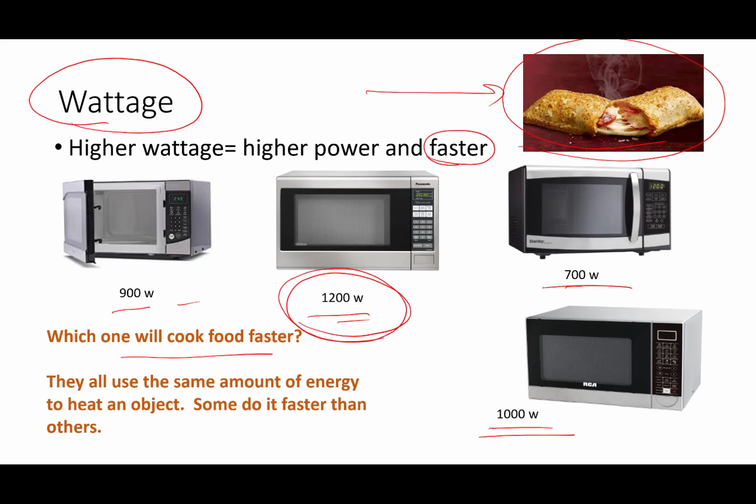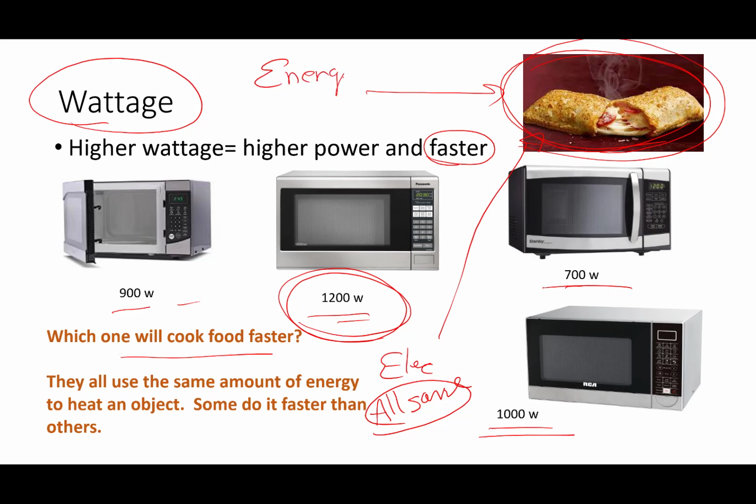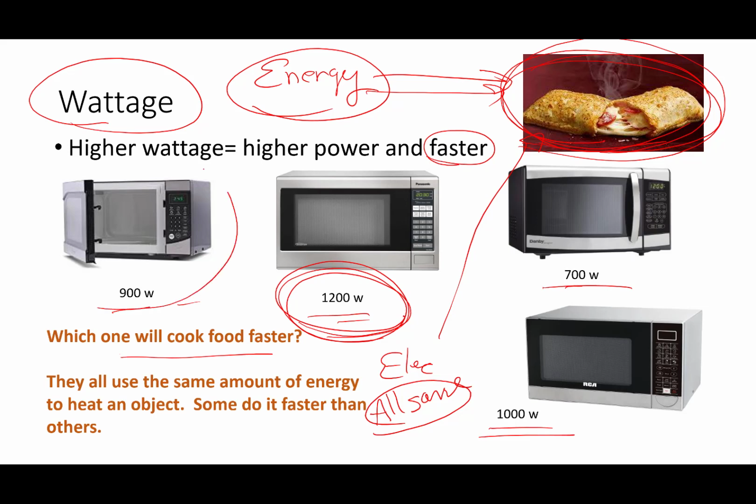Okay. Which one is going to use the most amount of electricity to get this to the same level of doneness? Here's a kind of a trick question. They're all going to be the same, because to get this the same level of hotness, they're all going to need the same amount of energy input to this Hot Pocket in order to get it hot. But the 1200 watt microwave is going to do it faster than the 900 watt microwave. Wattage doesn't mean it's going to use more energy or be more expensive. It just tells you speed.